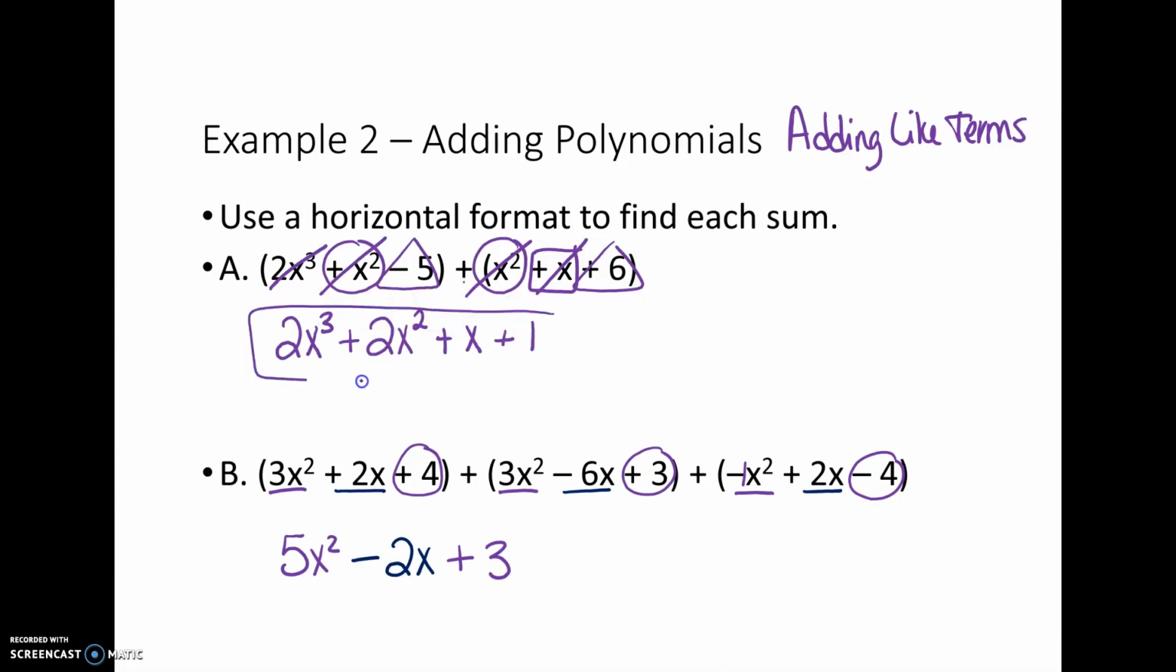When you are adding polynomials, you really want to write your answer in standard form. So always start with the biggest exponent first, and then the next biggest, and then the next biggest until you're at x, and then until you're at the plain numbers.